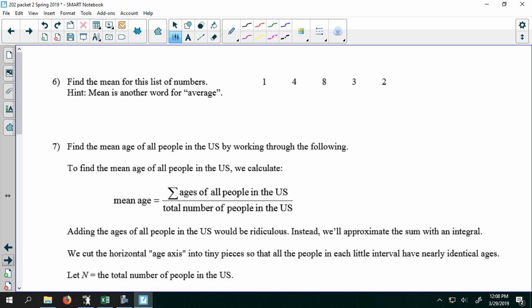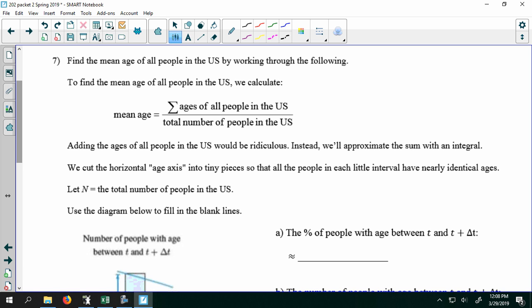Okay, find the mean for a list of numbers. So mean is just another word for average. So we add these all up, plus, plus, plus, plus, and you divide by the number of numbers, 5, and we get 3.6. So the mean for a list of numbers is where you add them all up and then divide by the number of numbers.